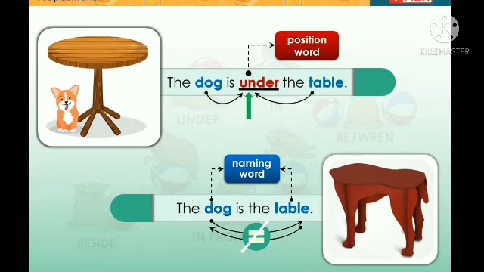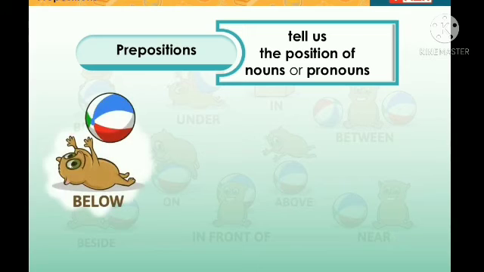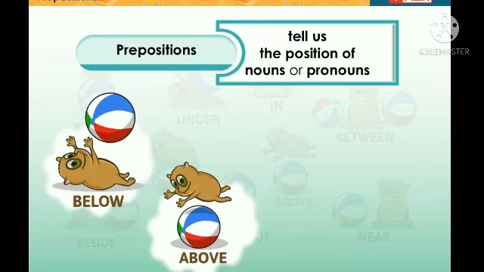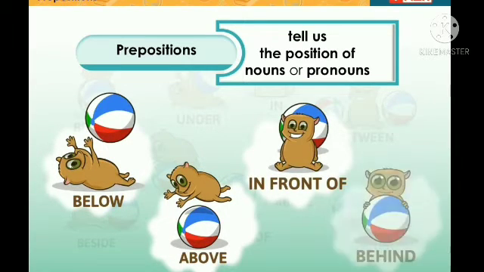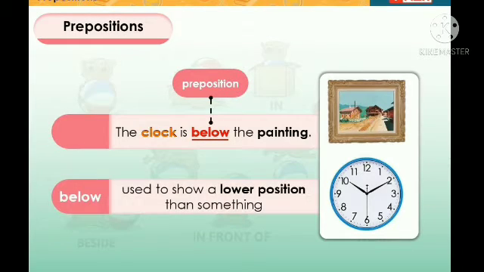Now, let us learn some more prepositions. Below, above, in front of, and behind. The clock is below the painting. The preposition below is used to show a lower position than something. Here, the clock is placed at a position that is lower than the painting. So, we say the clock is below the painting.